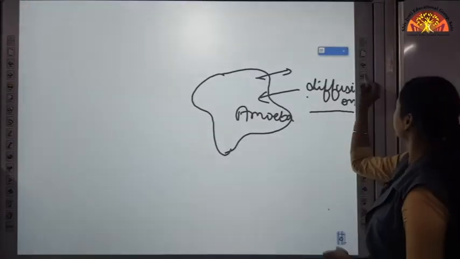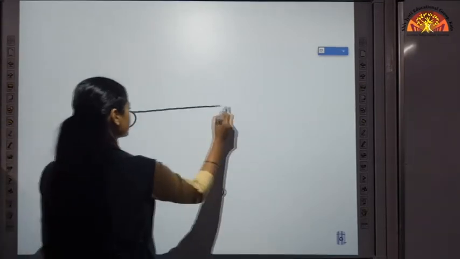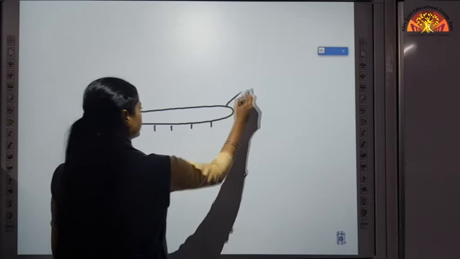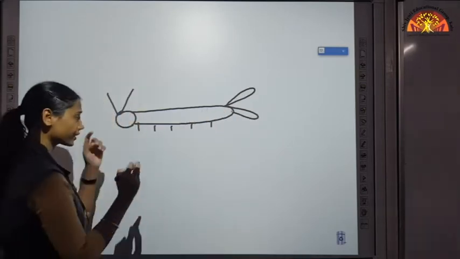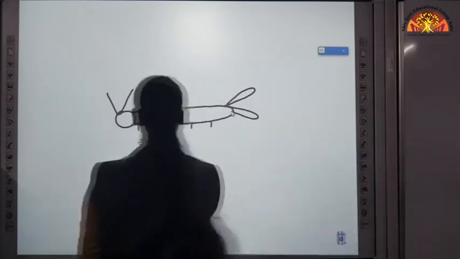Let's draw a diagram, a very rough sketch. Let's say this is a grasshopper. Oh, where is the eraser?